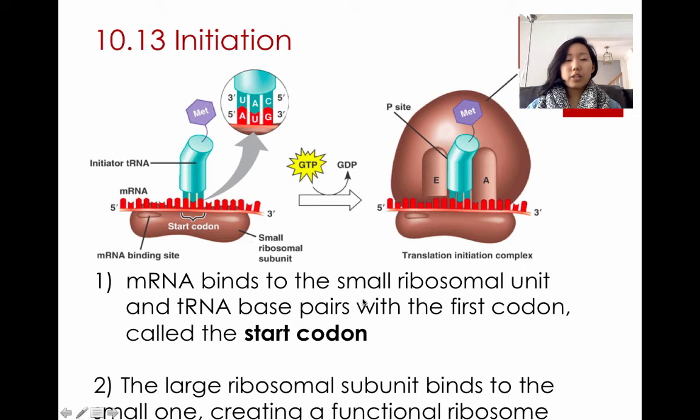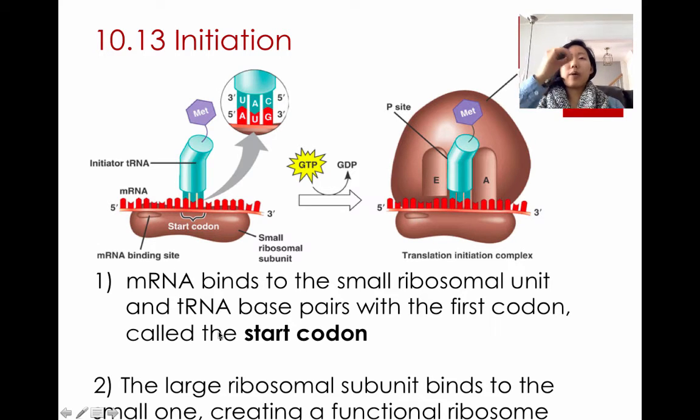So during initiation, the first thing that happens is you have the mRNA, so the sequence, binds to the bottom half of the ribosome, which is the small ribosomal unit. So it looks kind of like a half of a hamburger. So it binds there, and then the tRNA base pairs with the start codon. So this is the very beginning of the protein chain, and so we have the mRNA sitting on top of the ribosome, and then the tRNA comes and it matches its anticodon with the start codon, and that's the very first part of this process.